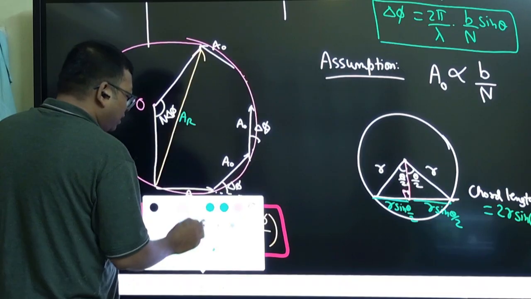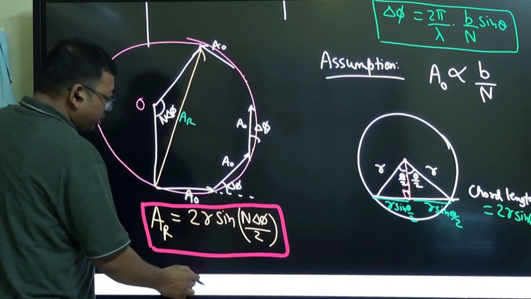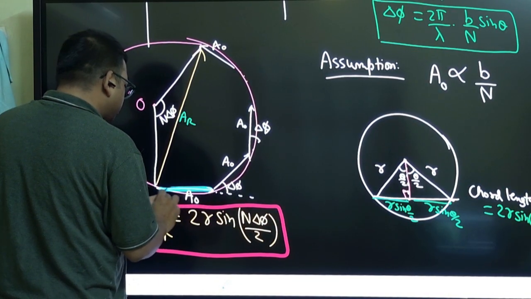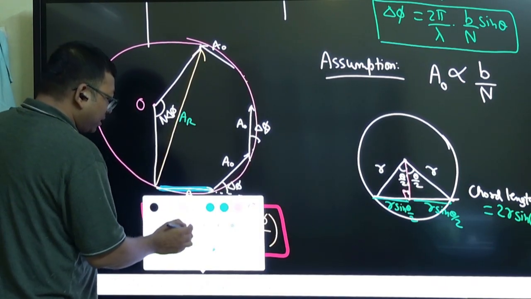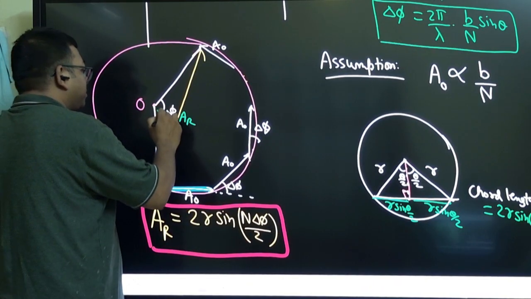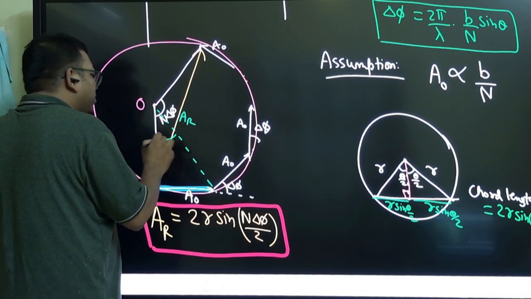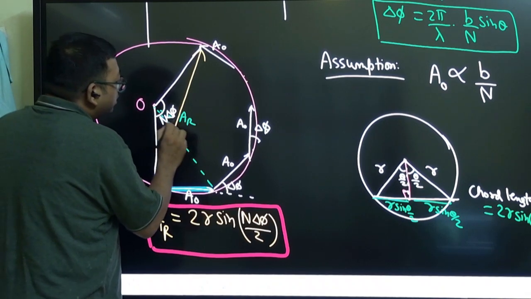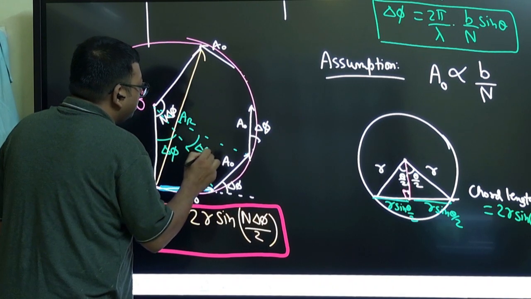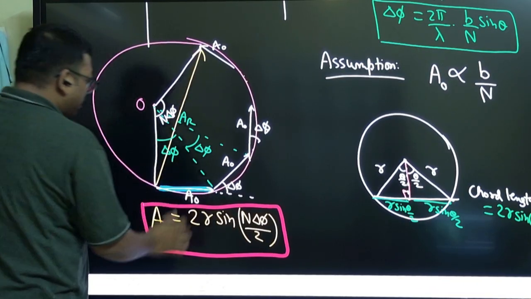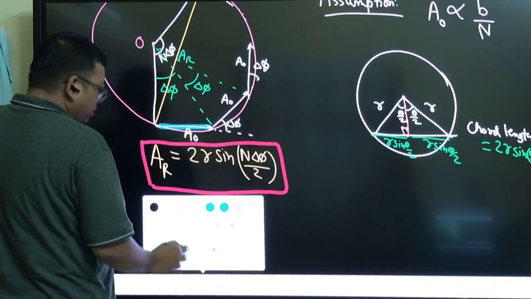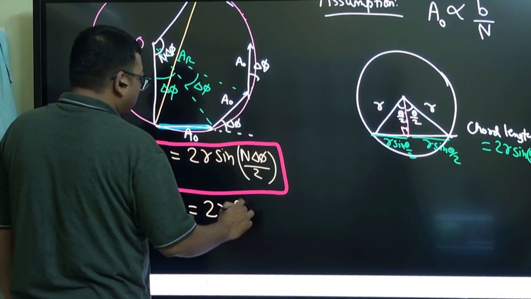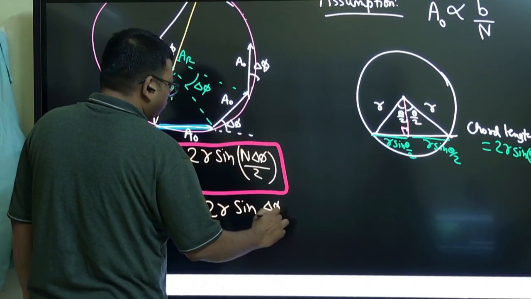Similarly, look at each of these small chords. Each small chord is subtending an equal angle, delta phi. Now I can also write each chord length. Each chord length, which is A naught, becomes 2r sine of delta phi by 2.